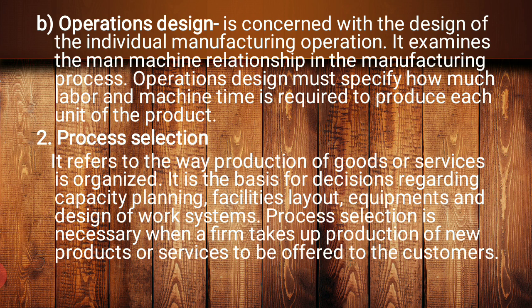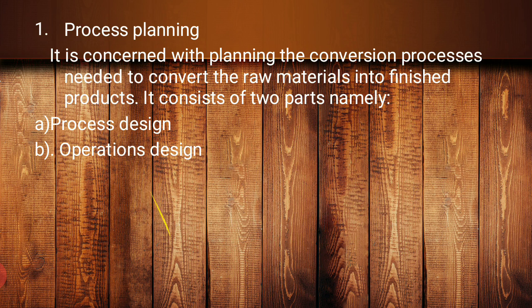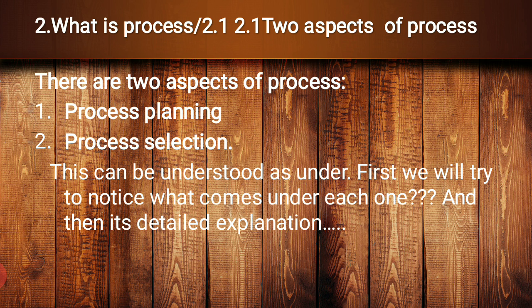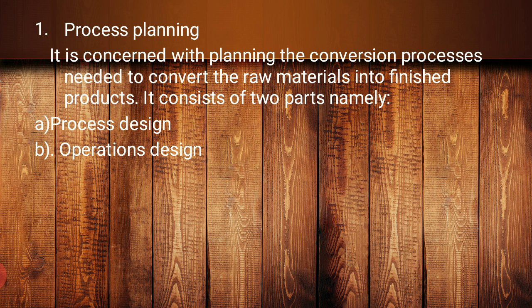Then the next main aspect comes up is, mind you, don't get confused here. When we are talking about two aspects of process, there are two aspects of process: process planning, process selection. When we come to process planning, it can be further divided as process design and operations design. We have seen process design is a bigger term, wider term. It includes everything related to the whole sequence of the manufacturing, whereas operation design tells you about each stage and man and machine relationship, right?